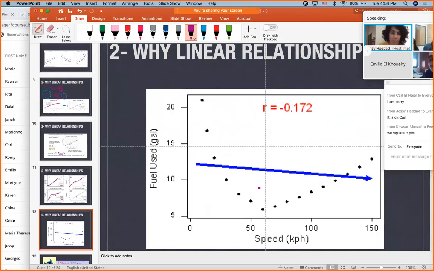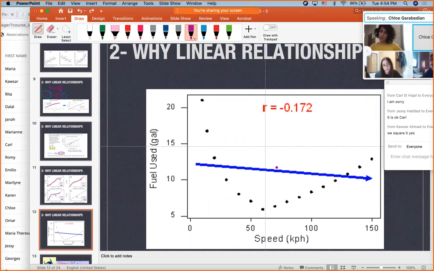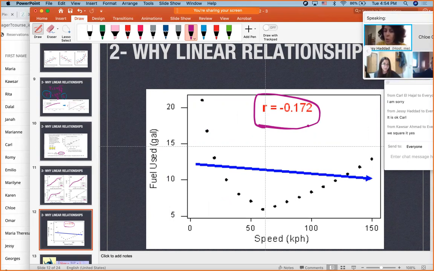What about this one? I can ask Chloe. Chloe, if you look at your measurements, do you think that this can be considered linear? So definitely not. Obviously not. And you see the R squared function, this is the R. If I do R squared, I will end up with 0.1 something. This is far away from 1. So the fuel used versus speed, they're not proportional. Nothing is linear. We cannot do linear regression when you have something like that.